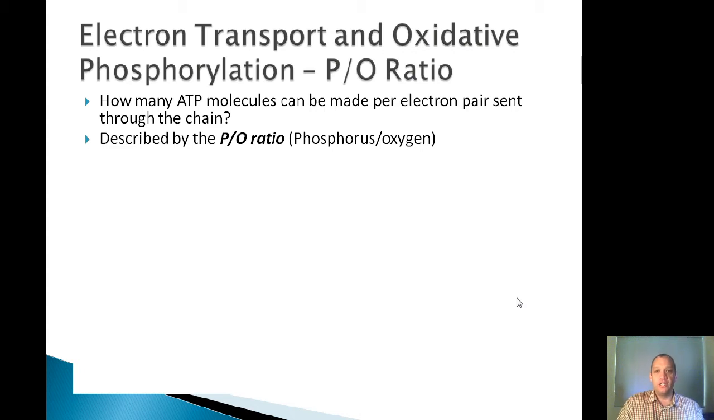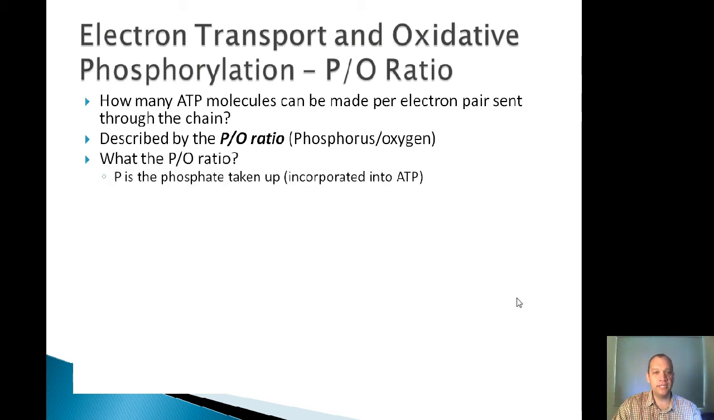So we move now to this idea of the P/O ratio. This is to answer the question, how many ATP molecules can be made per electron pair sent through the electron transport chain? So this is described by the P/O, or phosphorus-oxygen, ratio. What is this ratio?